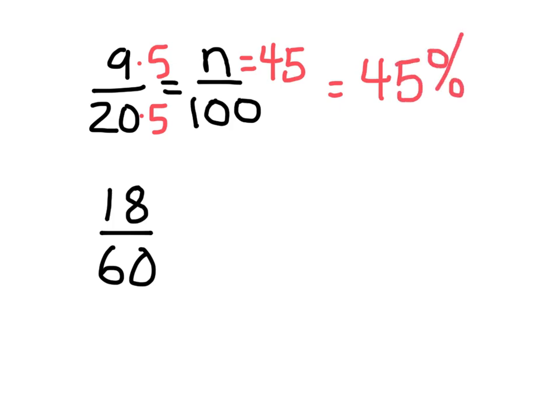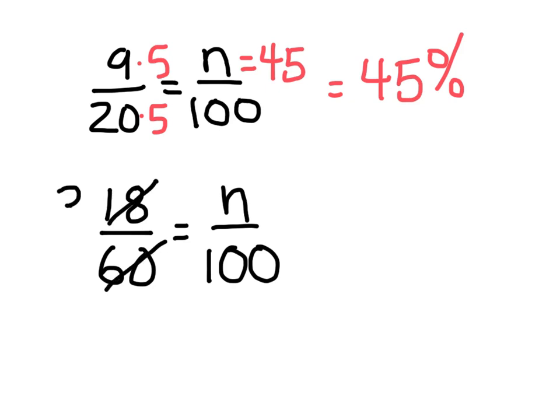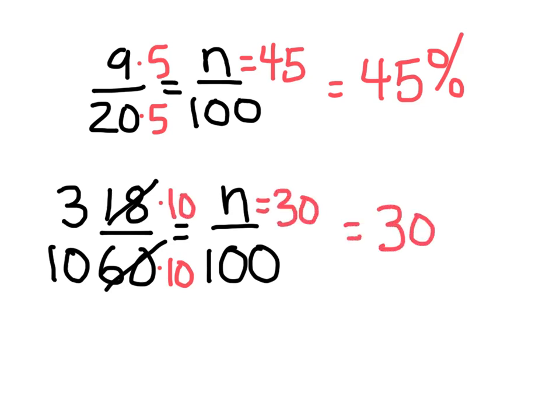18 over 60. Now, I can set this equal to n over 100, but 60 doesn't go evenly into 100. However, 18 over 60 can be reduced. So I'll try that next. Rather than cross multiplying and dividing, which would work, you can do that. That's fine. Nothing wrong with it. I'm going to go ahead and reduce this. If I divide by 6, this would reduce to 3 over 10. And then, of course, 10 goes evenly into 100. It goes 10 times. Therefore, 3/10 would equal 30%.